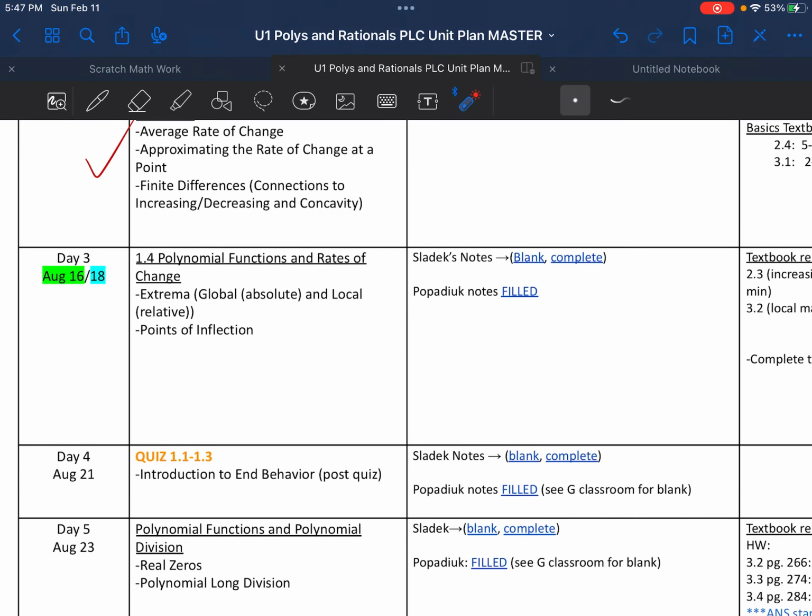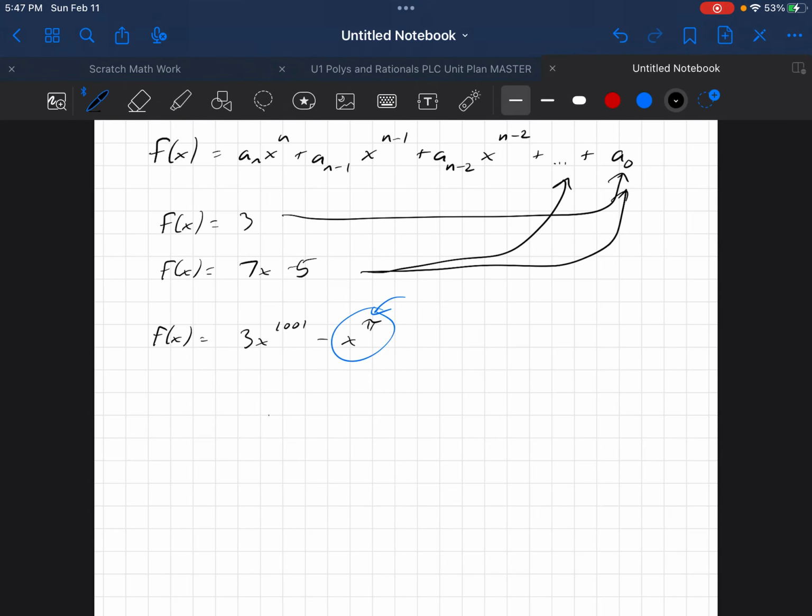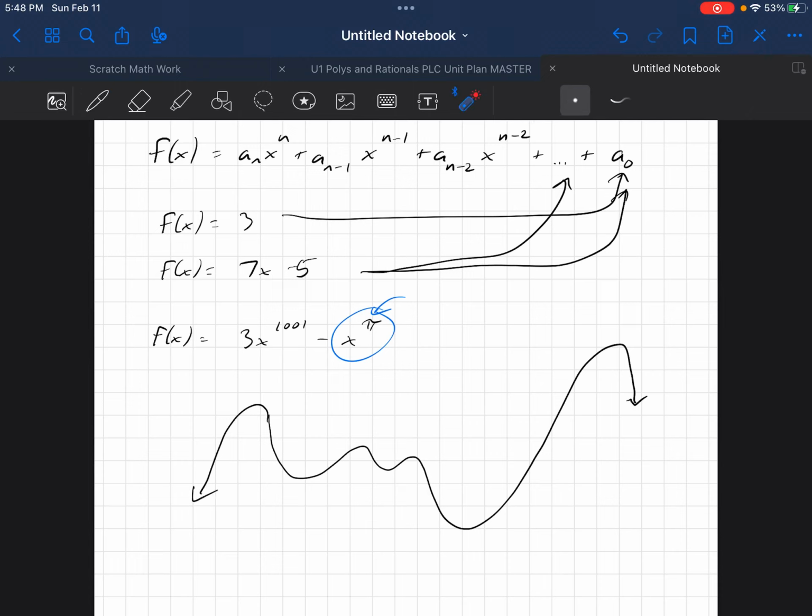Now, with polynomials, because they can turn a bunch of times, we have maxes and mins, which we call extrema, but we have global and local ones. Remember, extrema just means maxes or mins. Global or absolute, local or relative, means where they are. So hopefully I can just draw a graph and explain it all. Let's draw a polynomial that does something like this.